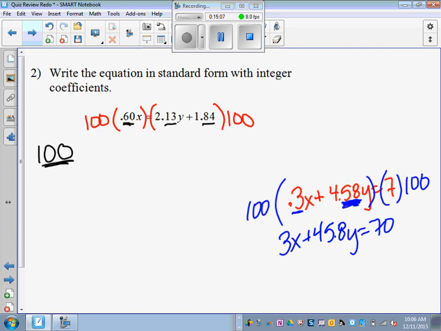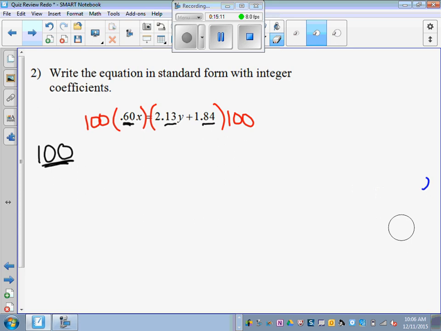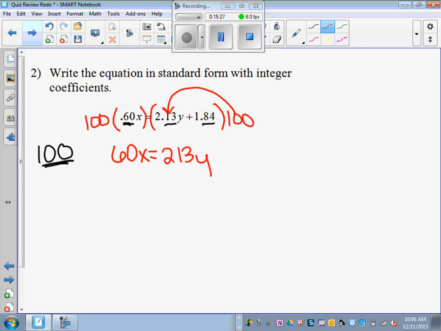Okay, so going back to our original problem. So 100 times 0.60x, what does that give us? Okay, 60x. 100 times 2.13y, 213y. Does it just get rid of decimals? Because I had 2 zeros, so it moves my decimal 2 places. That's the beauty of it. And then 1.84 times 100 is 184.